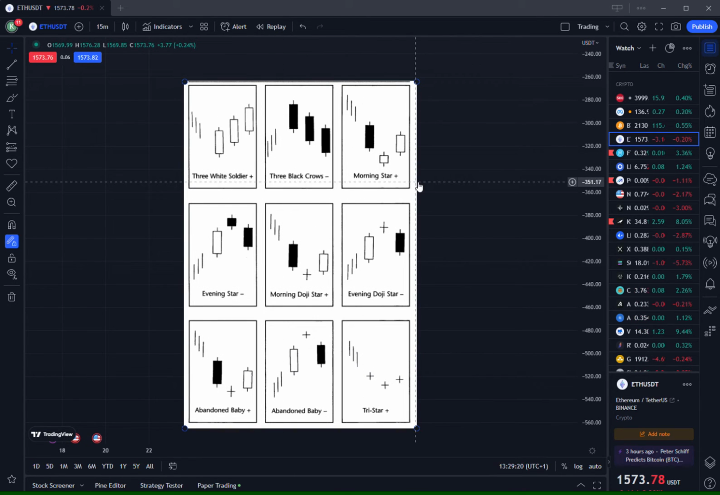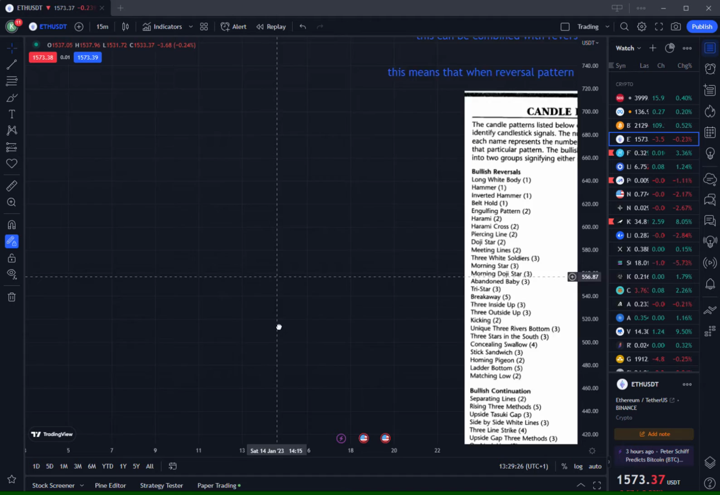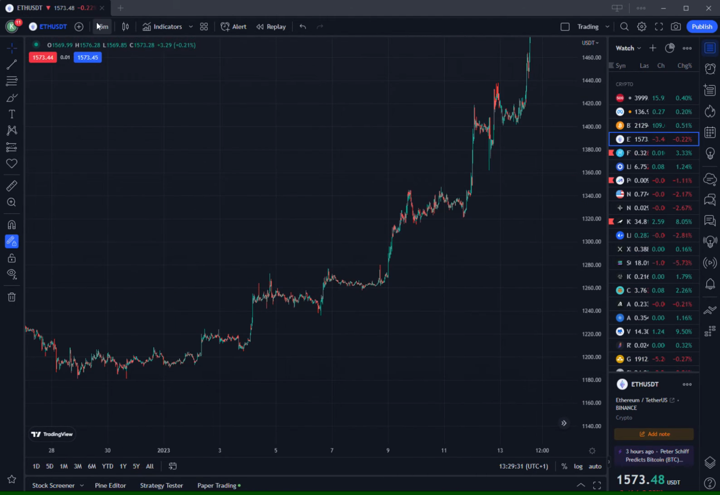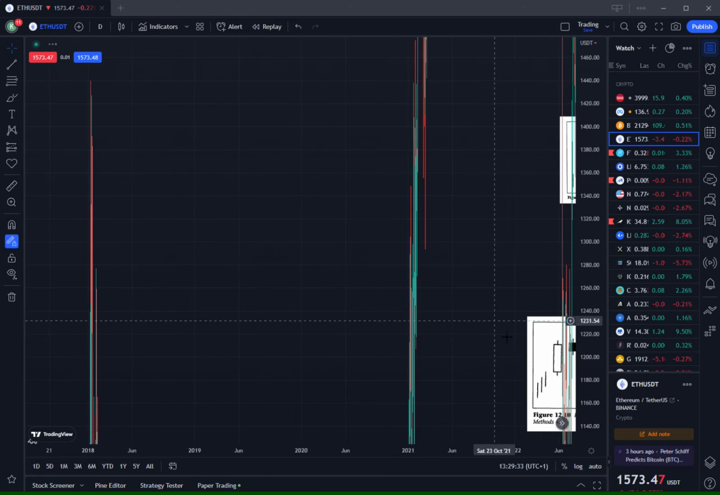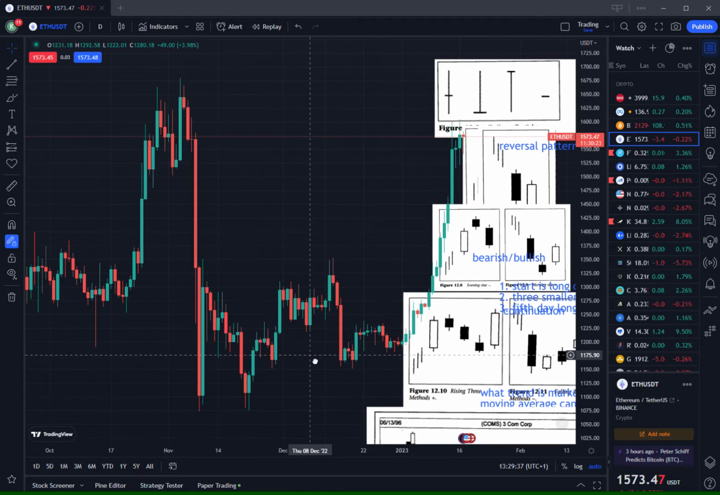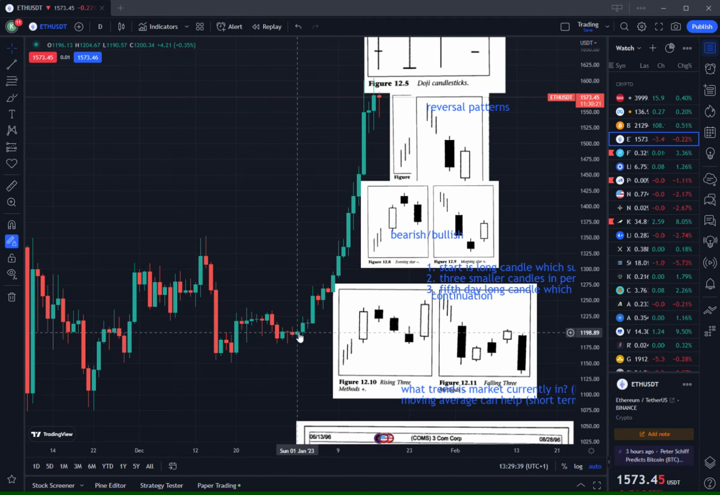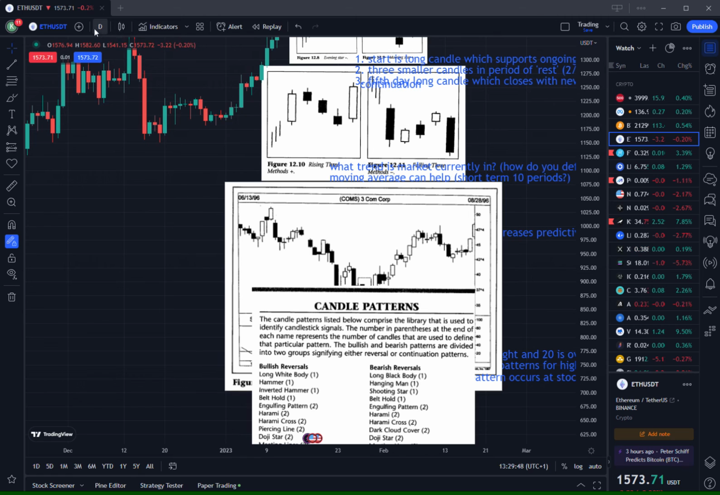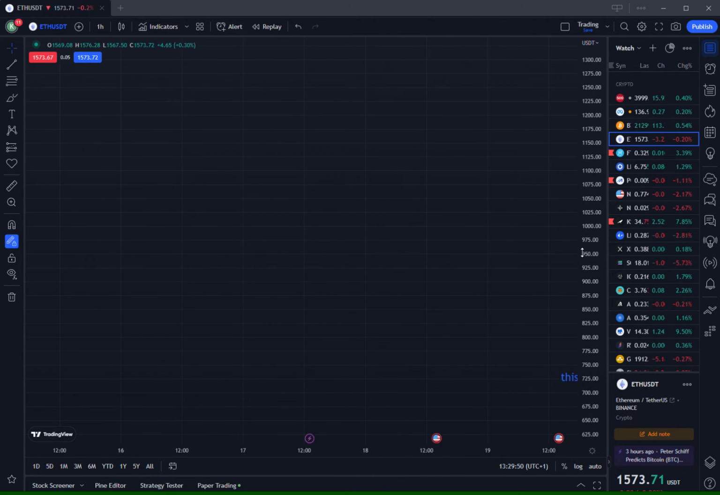We have the three red soldiers and the three black crows. That's most of the time. I'm not sure if it's a good example, but Ethereum had a lot of them. I think if you zoom in, you would see a lot of three black or three white crows. They're not really the same height. It's a really strong trend for Ethereum right there. Let's zoom out again.